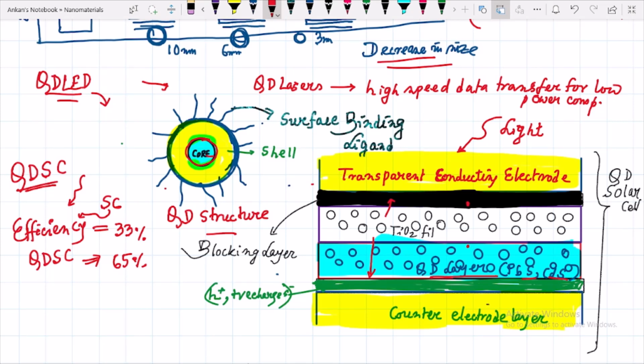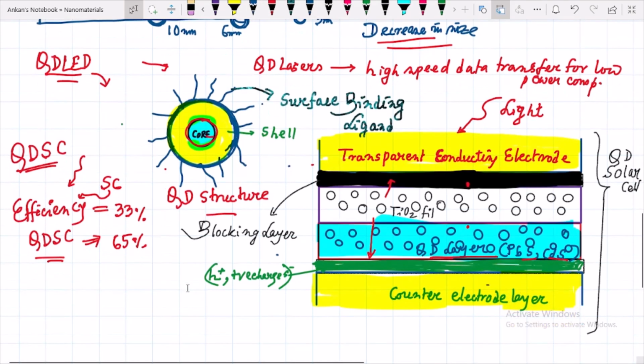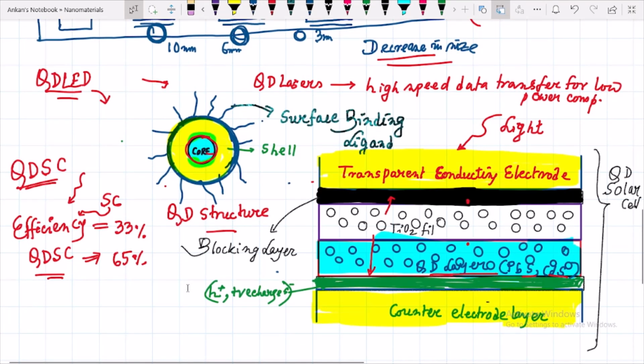Again, the normal solar cell can only be used on rooftops, whereas the quantum dot solar cell we can use in our windows. So these are some advantages of the quantum dot solar cell over the normal solar cell, where in the quantum dot solar cell we use a quantum dot layer to operate the solar cell.